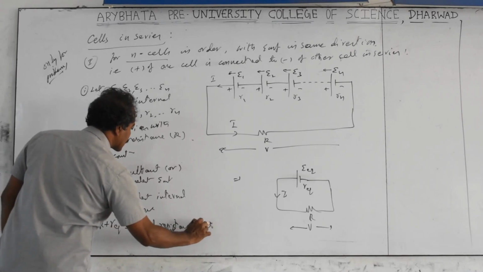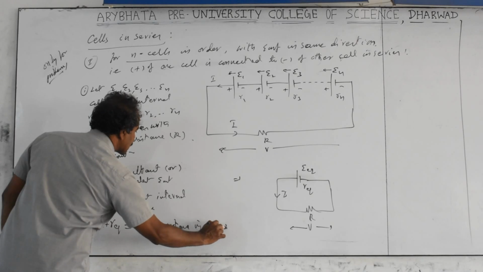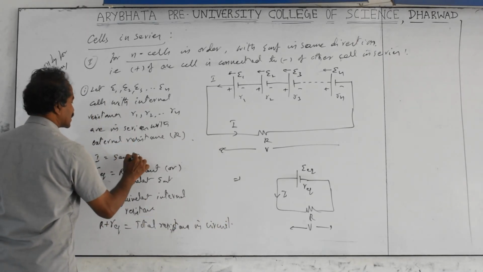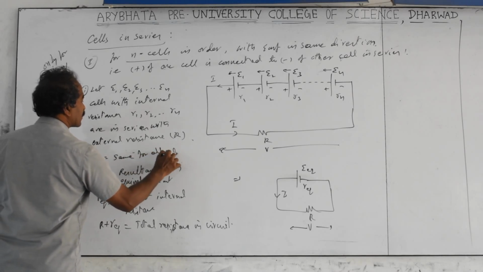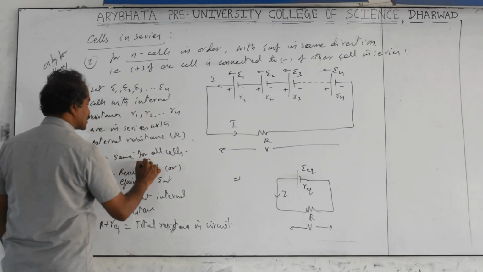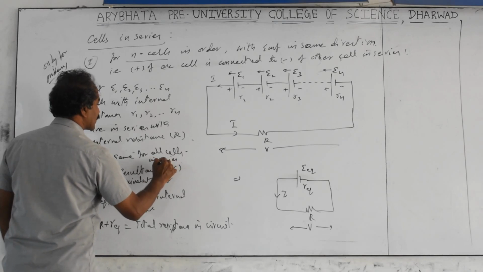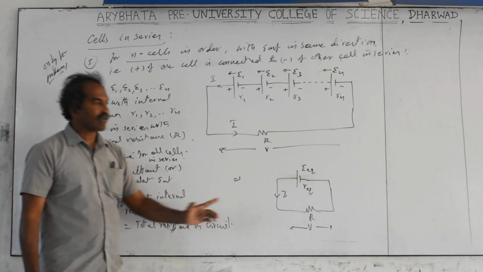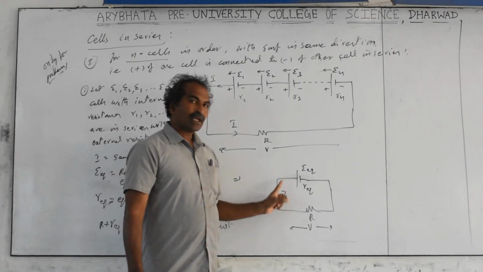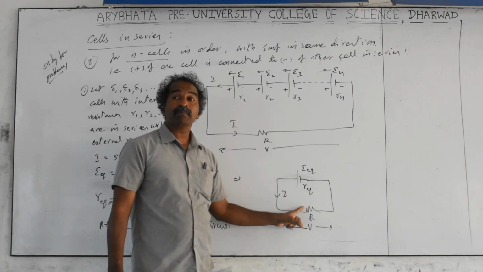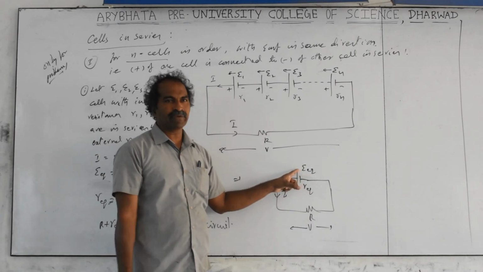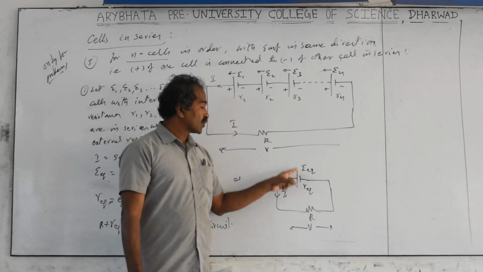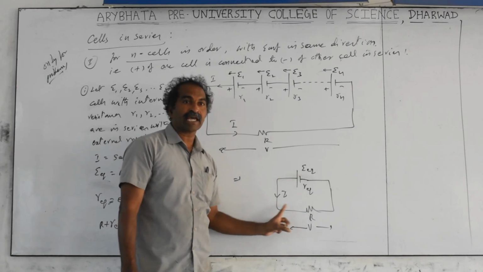In the circuit, the current is the same. Current I is constant for all cells because all cells are in series. For the single cell equivalent circuit, we use Ohm's law: E equal to I into R plus R equivalent, the total resistance. We use E, not V, because we have taken the total EMF and total resistance. If we take V, it is only I into R.